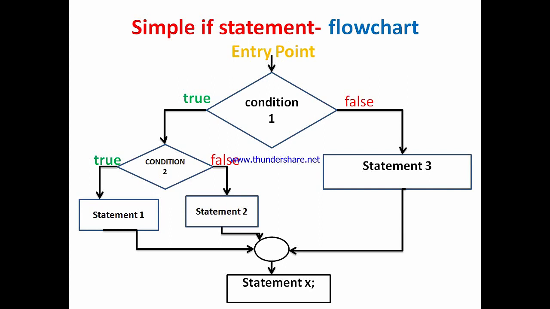Now the same working I can explain with the help of a flowchart. Here at the entry point, test condition 1 is checked. If condition 1 is true, then condition 2 is checked. If condition 2 is true, then statement 1 is executed. Then after execution of statement 1, statement X is executed. But if condition 2 is false, then statement 2 is executed, and then directly statement X is executed. But at the entry point, if condition 1 is false, then the if block is not executed, directly statement 3 is executed, and after that statement X is executed.